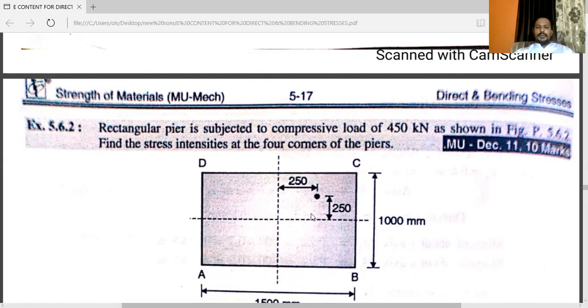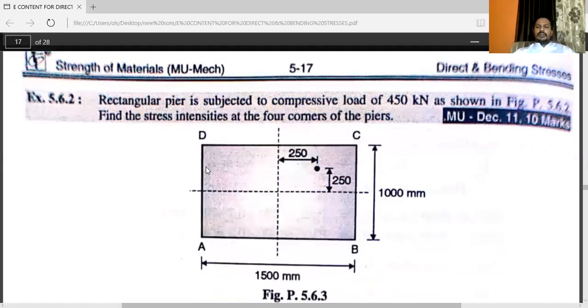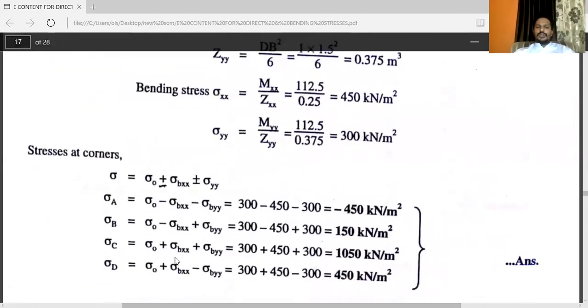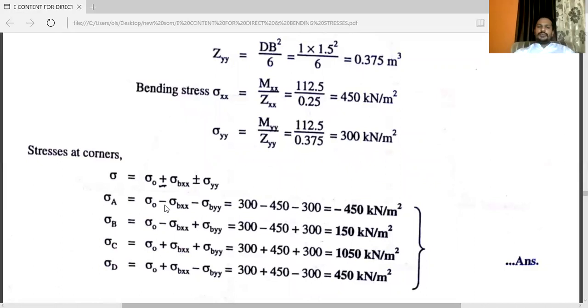See, again I'm explaining you. The point is acting in the first quadrant. So above this dotted line, above the horizontal axis, the effect of that load will be here. So above this horizontal line, at points C and D, the signs will be positive, and below this the signs are negative. You can see here.